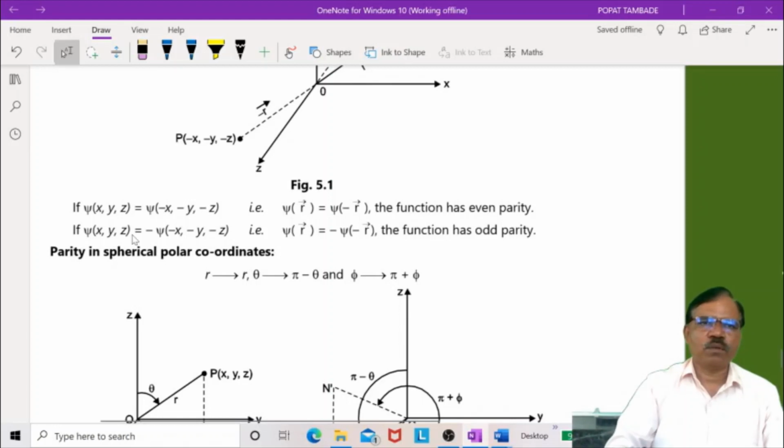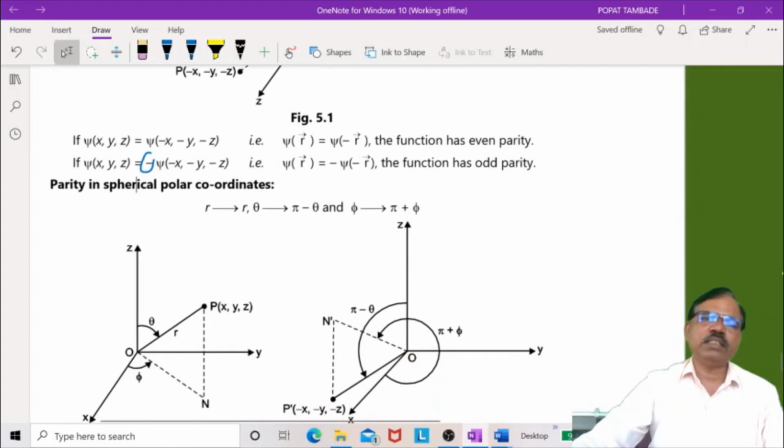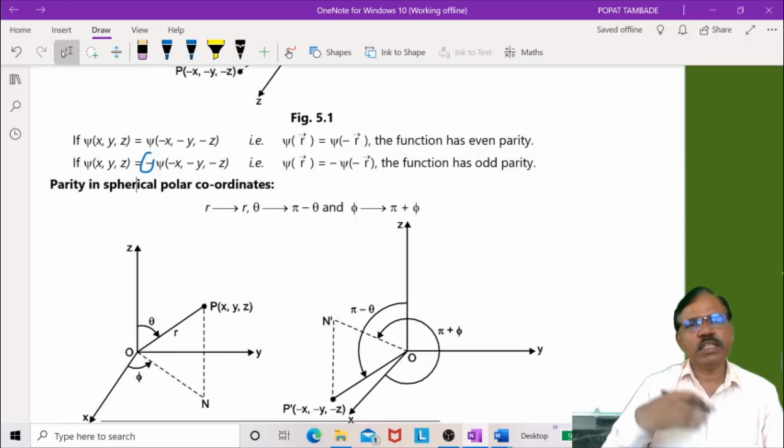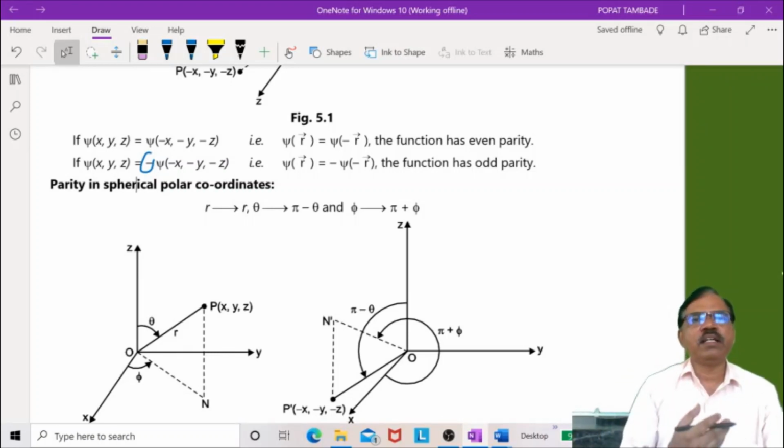Here we have a minus sign, then the function has odd parity. But if the wave function is expressed in terms of spherical coordinates r, theta, phi, and we change x to minus x, y to minus y, z to minus z, then the change in r, theta, and phi is given like this: r as r, theta as pi minus theta, and phi as pi plus phi.